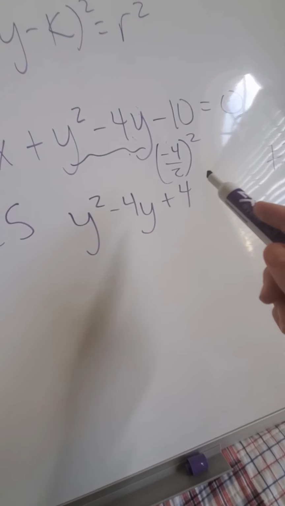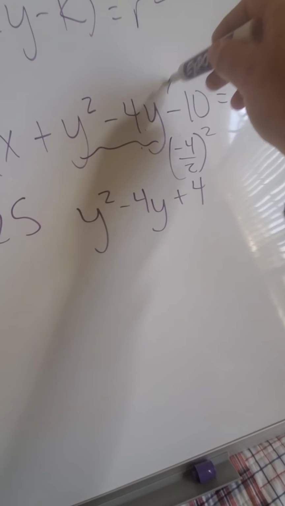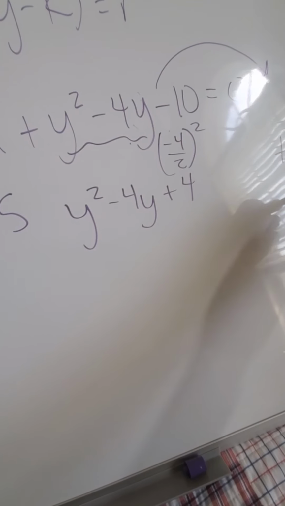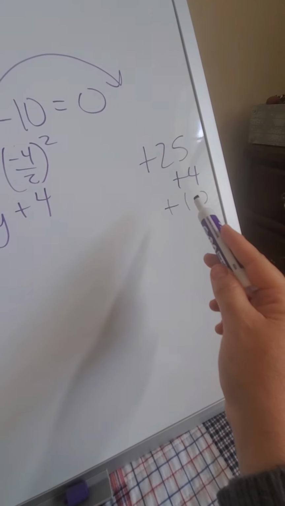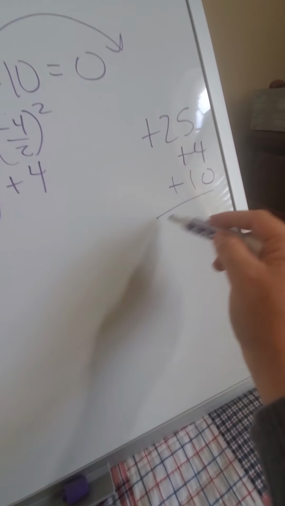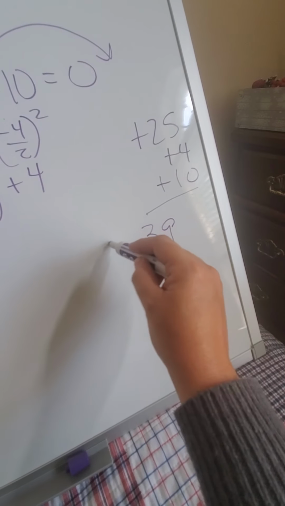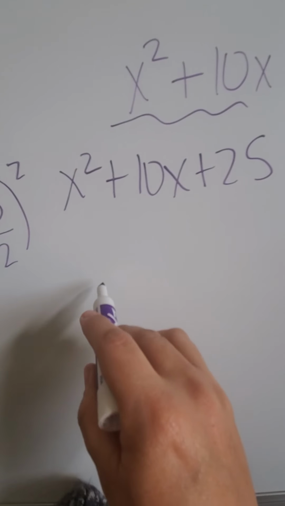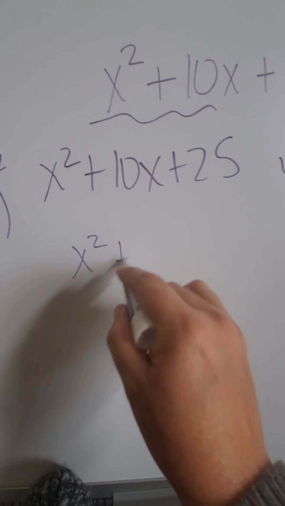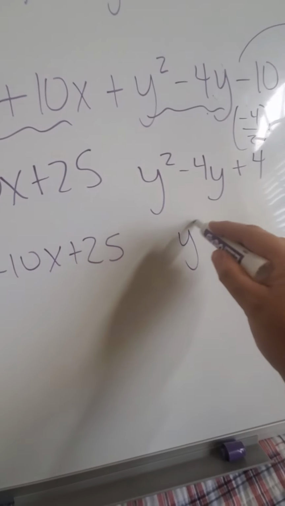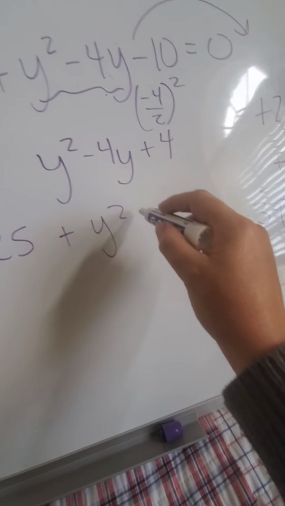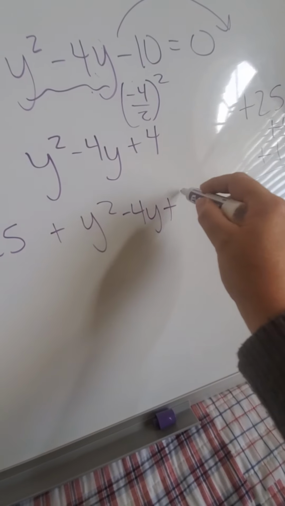The only other thing I have to do is move this to the other side, so that becomes a plus 10. Now 25 plus 4 is 29, plus 10 is 39. So I have 39 on the other side. Now, this is going to look weird: x squared plus 10x plus 25, and y squared minus 4y plus 4.